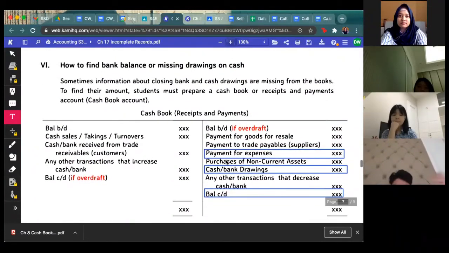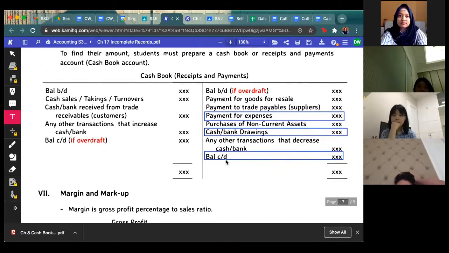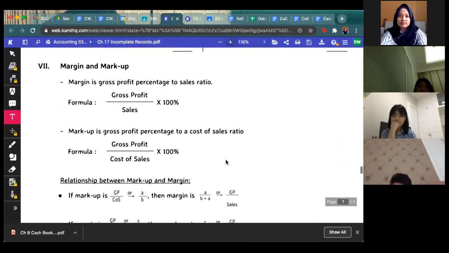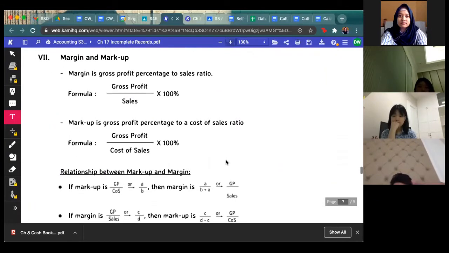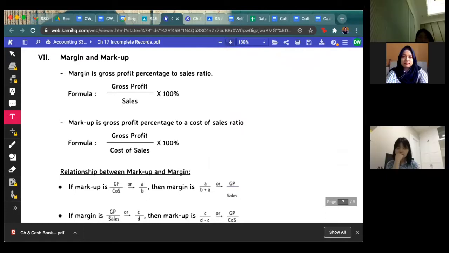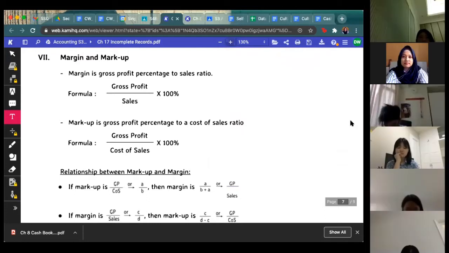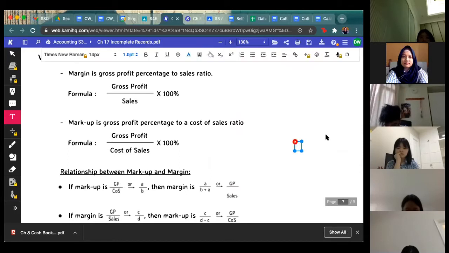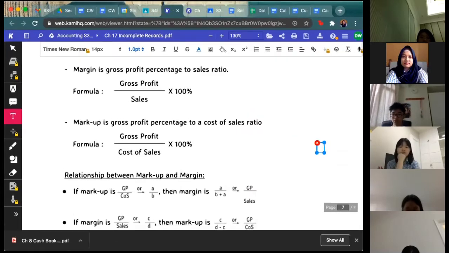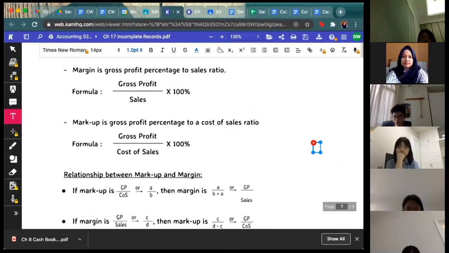Okay, so I will continue on sub number 7, which is margin and markup. Margin and markup are usually questioned in the MCQ or in the structured question, but in the form of income statement. So I want you now to remember about income statement, what we have learned, and how it will look like, because you will deal with that.